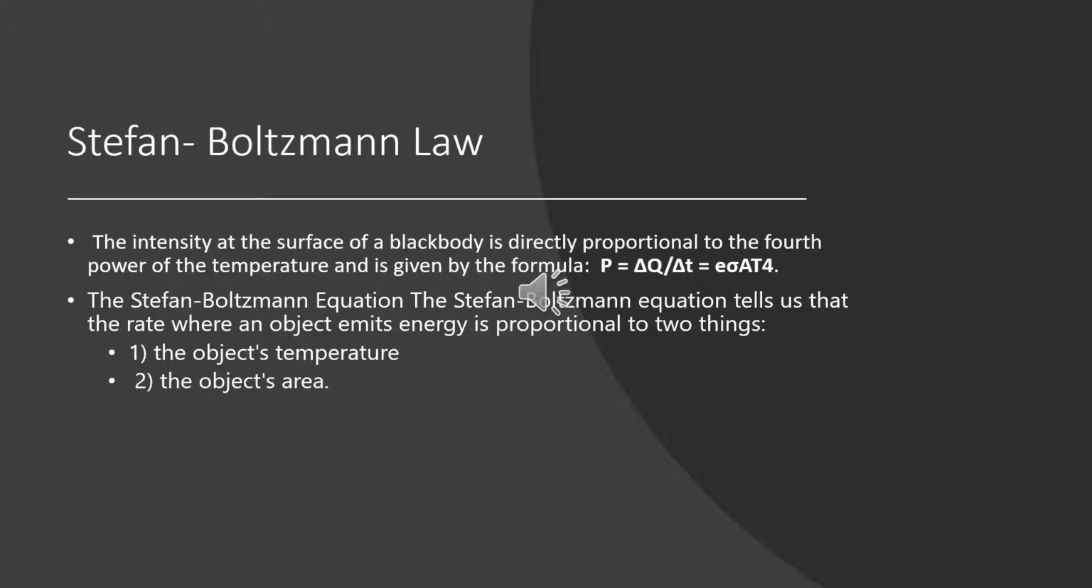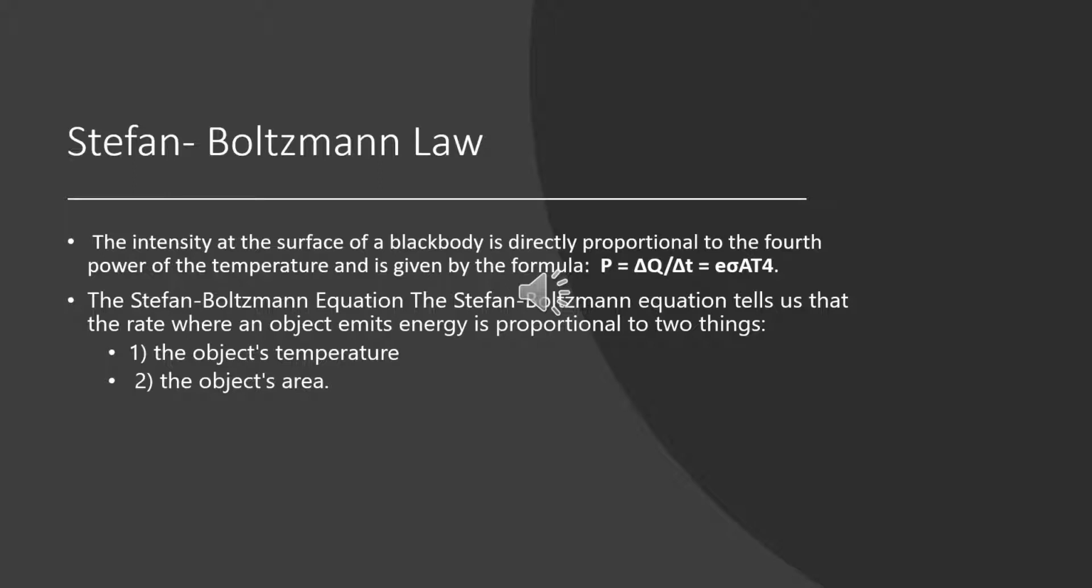The Stefan-Boltzmann law states that the intensity at the surface of a black body is directly proportional to the fourth power of the temperature and is given by the above formula. For real materials which are not perfect black bodies, the right-hand side is multiplied by the emissivity, which is a number between 0 and 1.